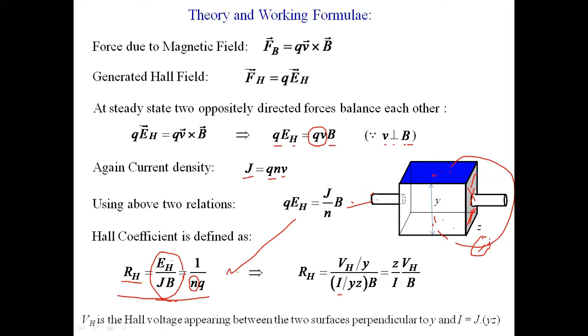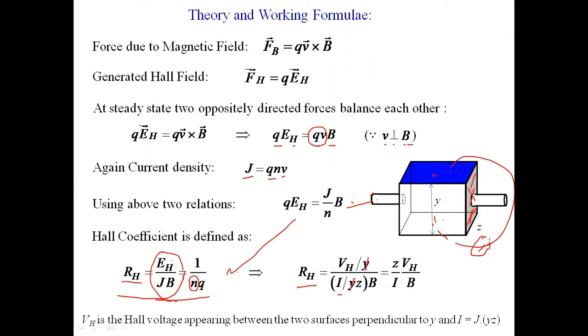Now we have said this length is Y, and we are assuming this other length is Z. Then the area will be YZ. So current density is I by YZ. B is there. If we do the simplification, Y cancels out. What we have is Z by I, VH by B. So if we know these 4 quantities, Z, I, VH and B, we know the Hall coefficient.